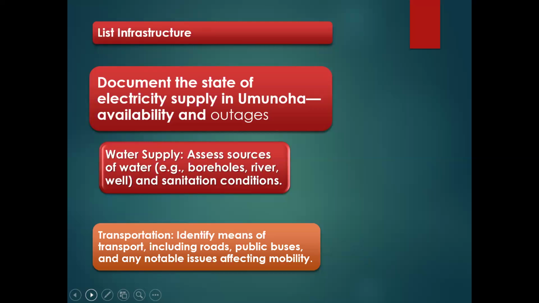Then you list the infrastructures, such as electricity, whether it is available or erratic, water supply, whether they have good boreholes, river or well, and what is the sanitation condition. That is why you're going to walk around the community with the help of the community leader. In fact, upon having good discussion with the community leader, they're actually going to assign you someone that will take you around as you move around the community. They look at the transportation, you identify means of transportation, including, is it by road, public buses, or is it a riverine community? Do they have more of boats? You're going to make note of all these infrastructures.